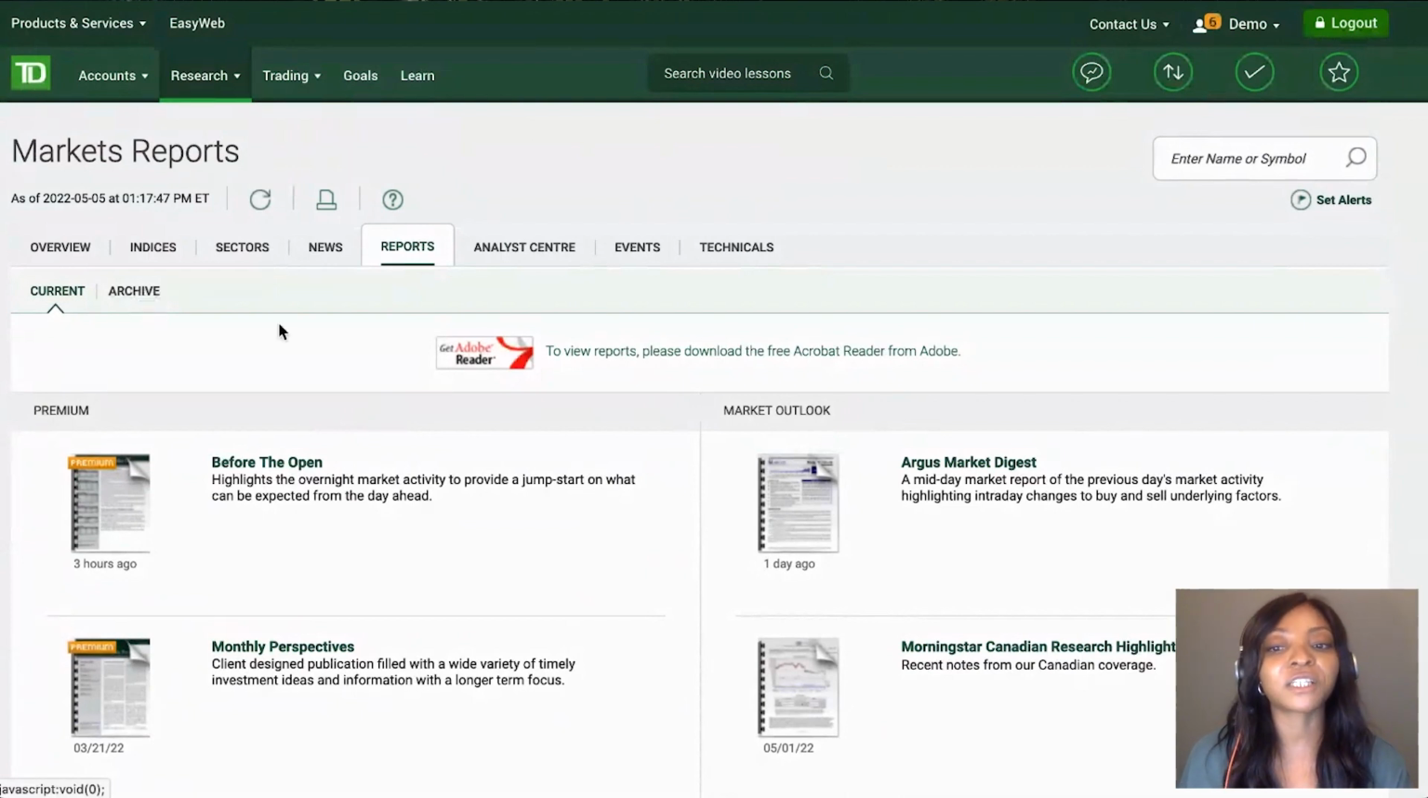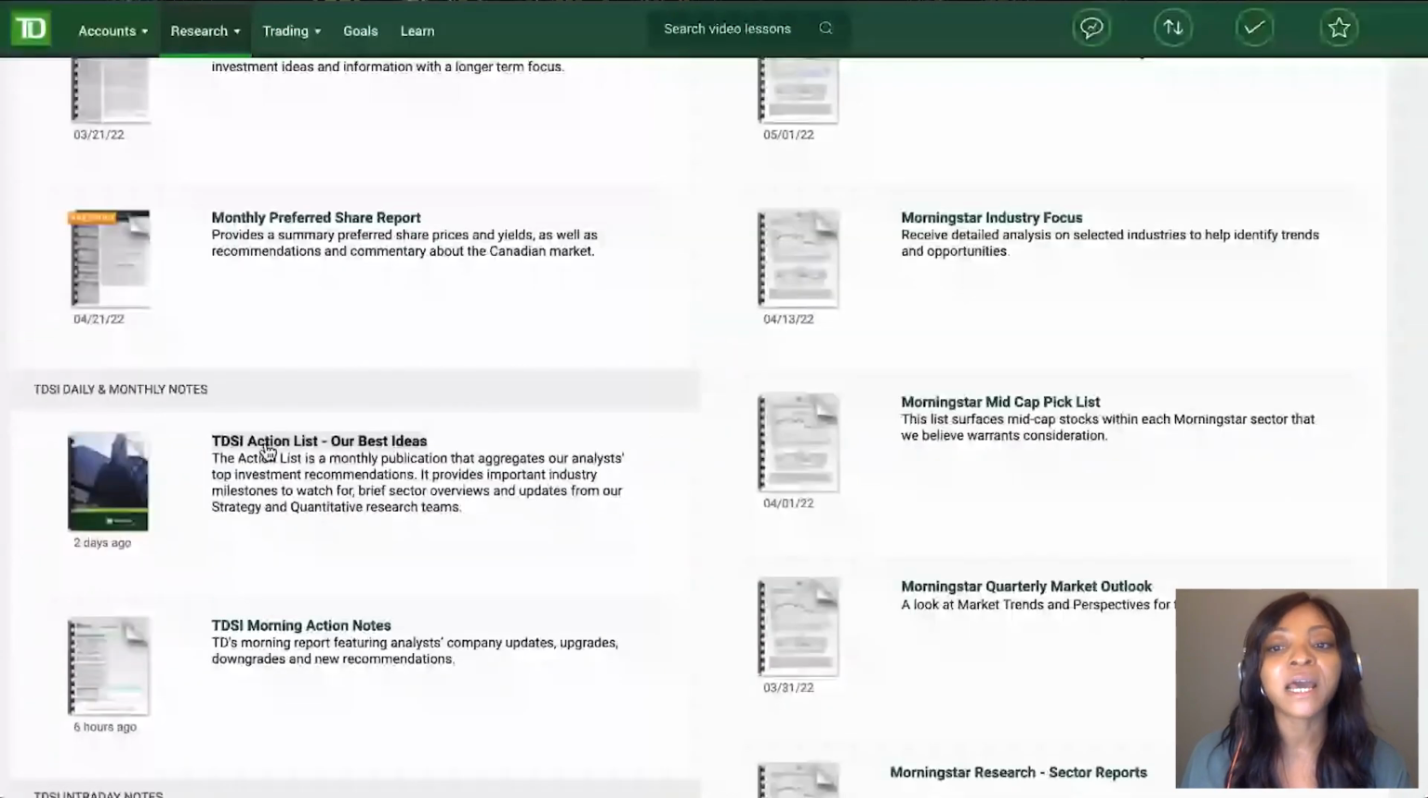So let's take a look at one of these reports and how an investor could actually utilize them. Let's say an investor decides they want to utilize the TD SI action list report. Now, this report is put together by the TD analysts. Part of what the TD analysts will do is they will look at different sectors and they will have what they would consider their favorite picks, or what they call their action list buy. An investor is able to pull up this information. We're just going to go to the page that has this here.